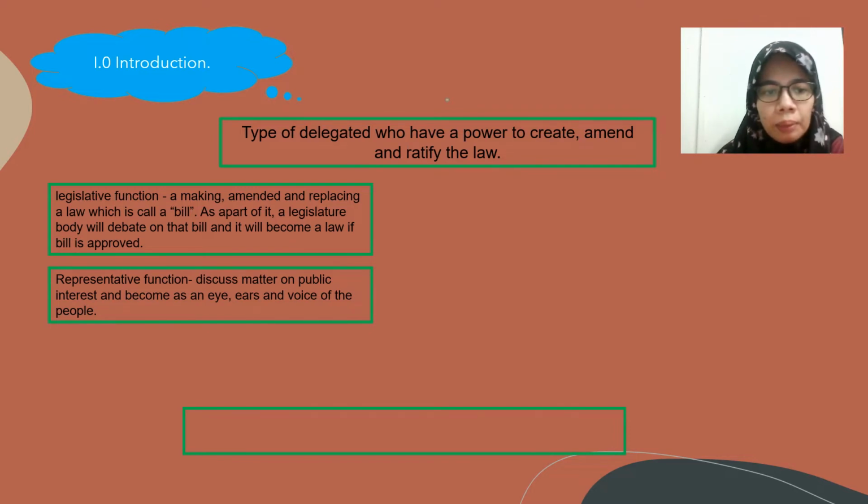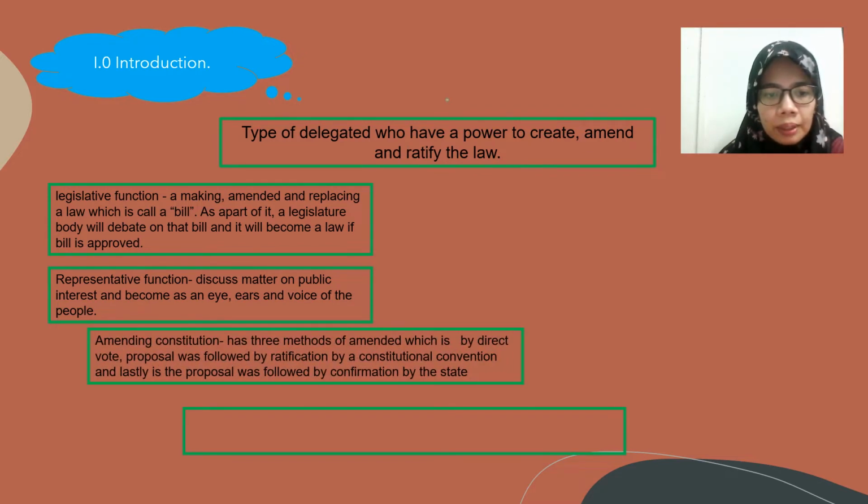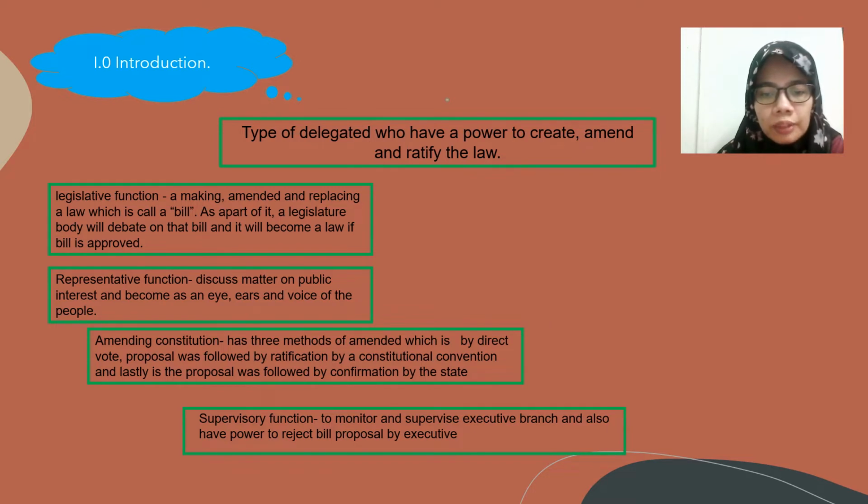Discussing matters of public interest and becoming the eyes, ears and voice of the people. Third is amending the constitution, which has 3 methods: by direct vote, by proposal followed by ratification by a constitutional convention, and lastly by proposal followed by confirmation by the states. Fourth is the supervisory function, to monitor and supervise the executive branch and also have the power to reject bill proposals by the executive.